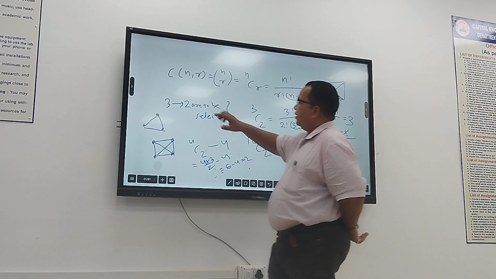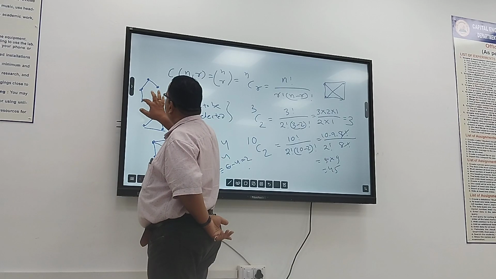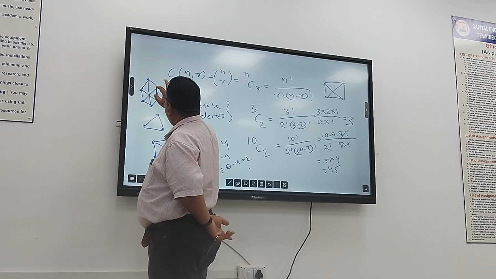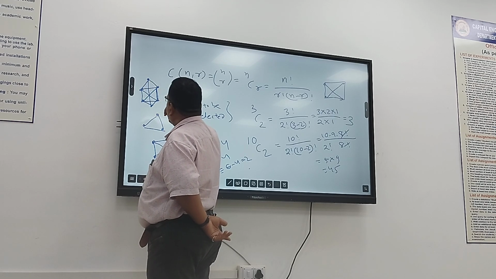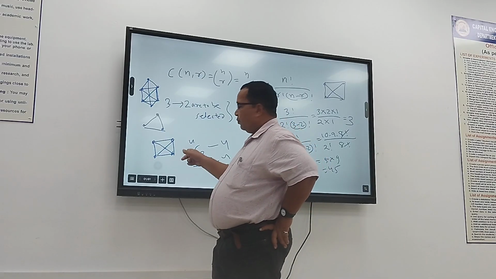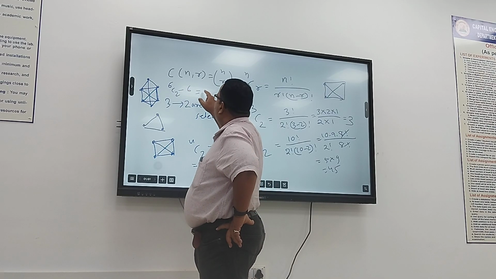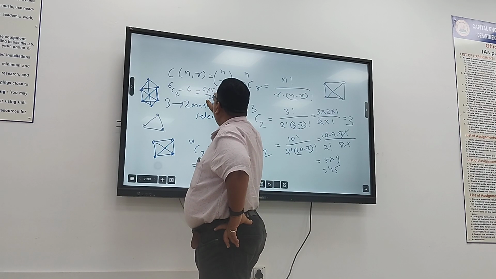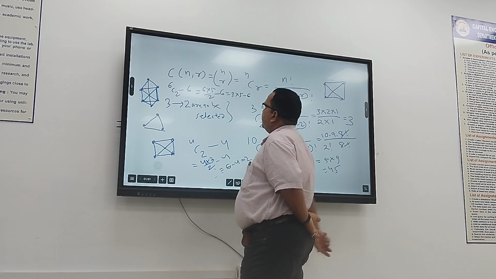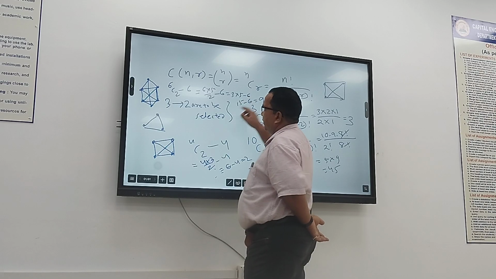Similarly, if I put a question like this, in a hexagon, how many diagonals are there? The formula will be 6C2 minus the 6 sides. So that is 6C2, which is 6 into 5 by 2, that is 3 into 5, minus 6. 15 minus 6 is 9. So here 9 diagonals are there.